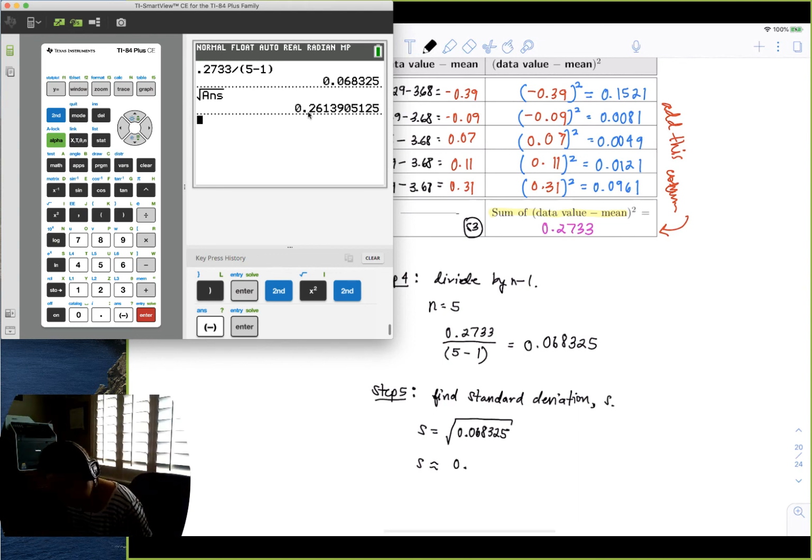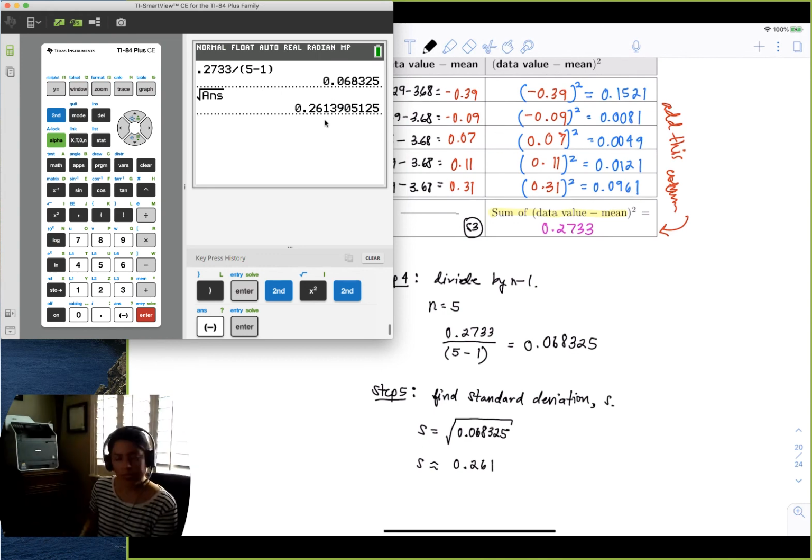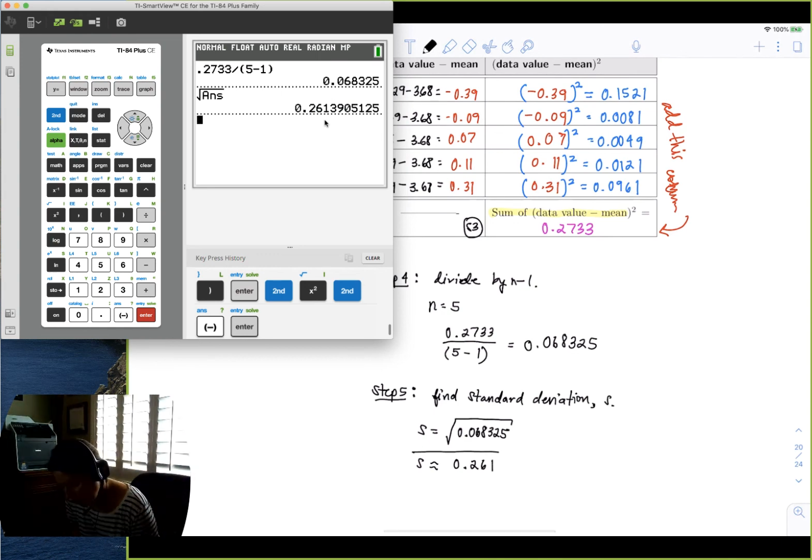So we have 0.26, and then rounding one digit past our data, which was cents, would be the thousandths place. And if we round in the thousandths place, we have to look at that test digit, which is 3. It's below 5, so we just keep it. Great, so there's your standard deviation. This is if you did it all by hand.